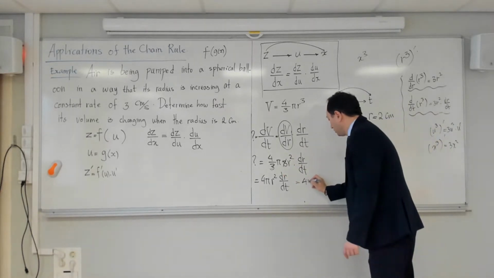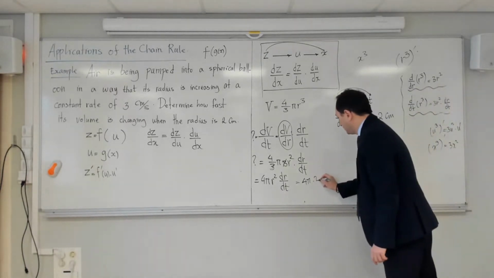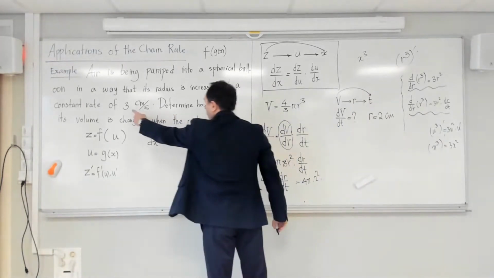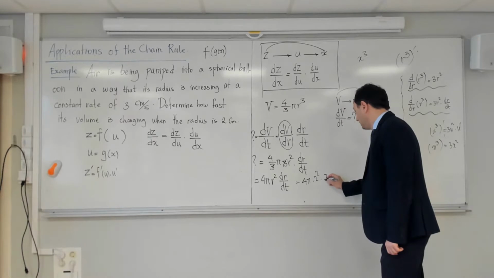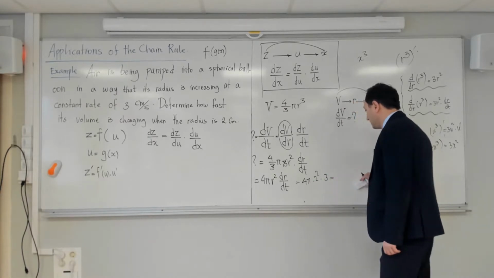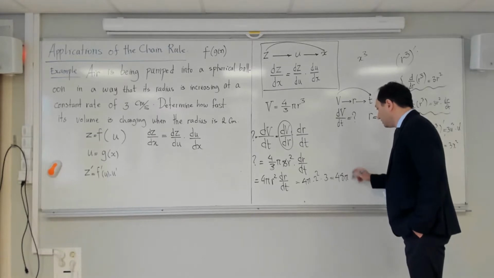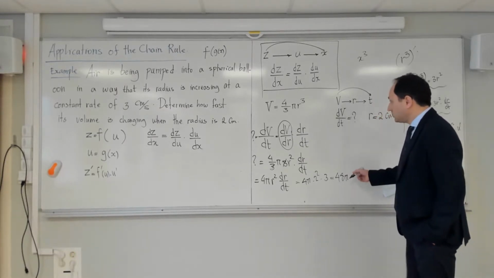So this becomes 4 pi. Instead of r, I use 2 here, 2 to the 2. Multiply by dr/dt, which is given in the problem itself. It is 3 centimeters per second. So this becomes 3. And then if you calculate these things, it becomes exactly 48 pi. And then you shouldn't forget writing the units. It's crucial here.